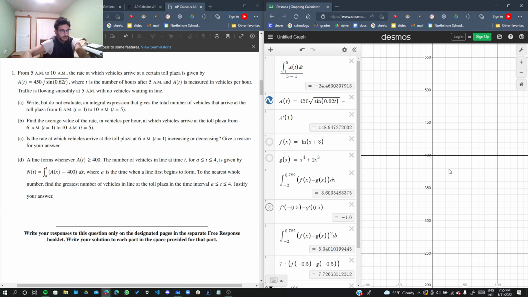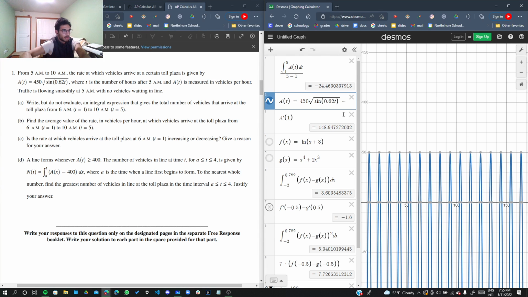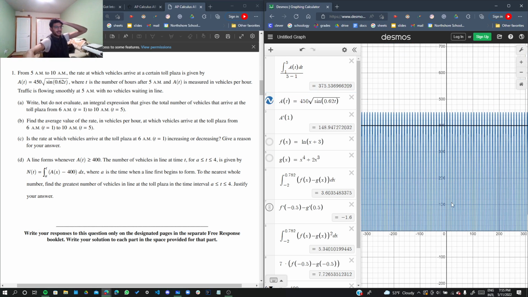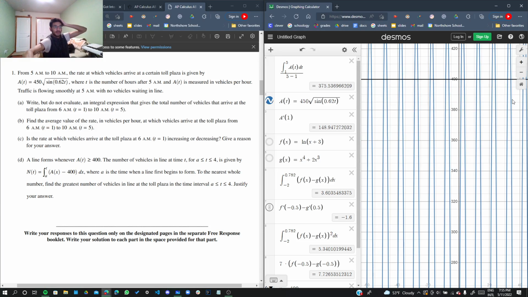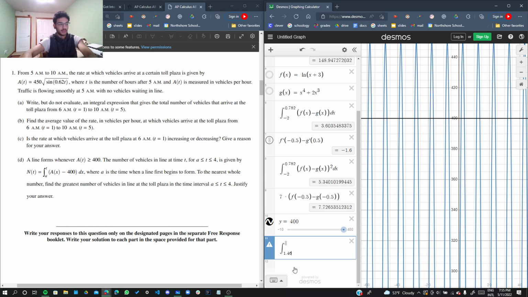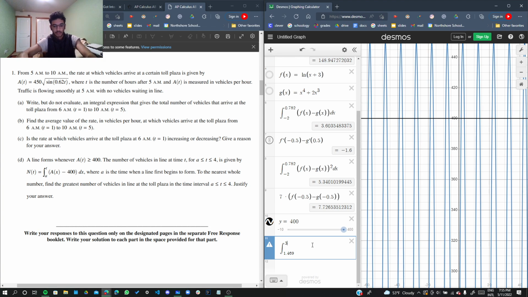Honestly, this is probably not the best idea, but, did I say 4,000 on accident? No, I said 400. Okay, I think it's honestly better to just look at this graph this way. But you have to go from -1 to this, so that's how you get the maximum positive area. So that was the integral from 1.469 to 3.598 of A of t minus 400 dt.